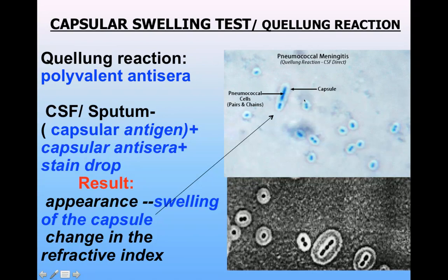Now, actual swelling of the capsule is not there. Because of the antigen antibody reaction, the capsular antigen gets attached to the capsular antibodies, and it is going to change the refractive index, which gives this appearance of swelling. So this is one of your examination questions. Is there an actual swelling of the capsule? The answer is no. It is only because the antigen antibody complex settles down on the cell wall of this organism. It changes the refractive index and the capsule appears swollen.